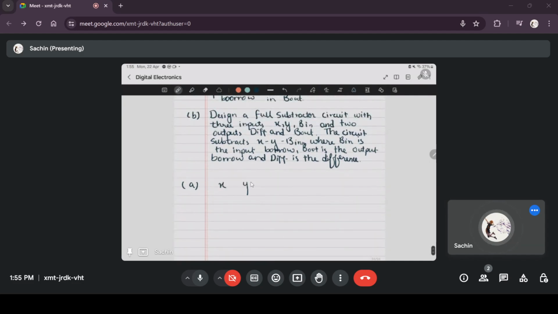X and Y are the input bits. There is the difference output and the borrow output. 0 minus 0 is 0, and you don't need to borrow anything. 0 minus 1, you'll have to borrow 1. When you borrow 1, x will become 10, which is 2. 2 minus 1 is 1, so the difference is 1, and the borrow is 1. 1 minus 0, difference is 1, you don't need to borrow anything. 1 minus 1, difference is 0, you don't need to borrow anything.